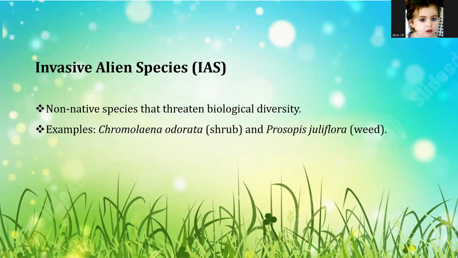Non-native means they are alien species, meaning they have been introduced, either intentionally or accidentally, to an ecosystem outside of their natural historical range. Threatening means unlike most non-native species which might be harmless, IAS or invasive alien species are invasive because they spread rapidly and cause significant harm to biological diversity.